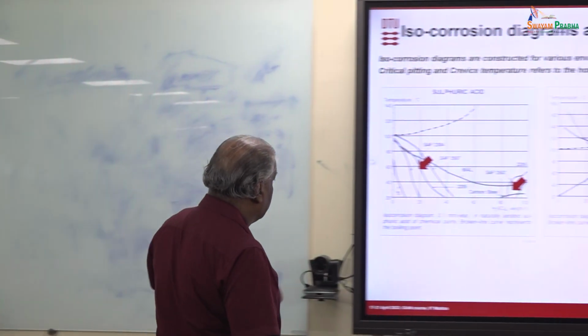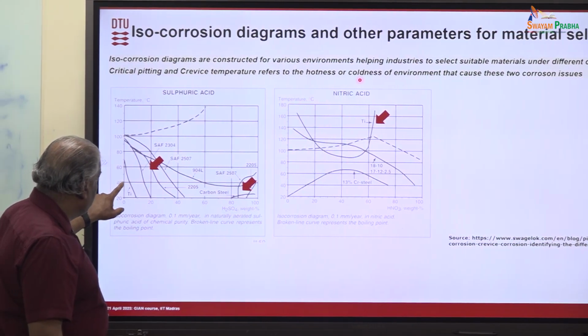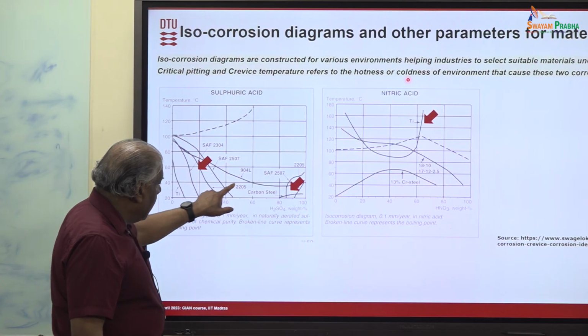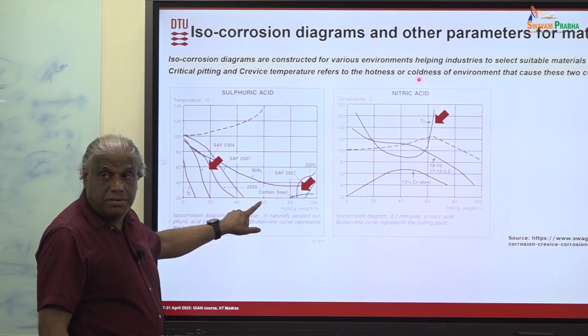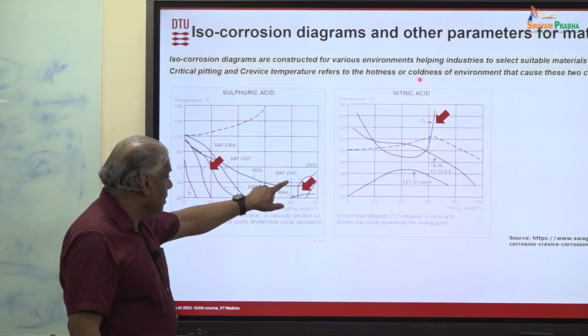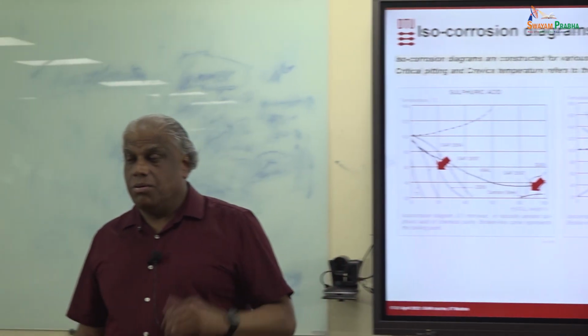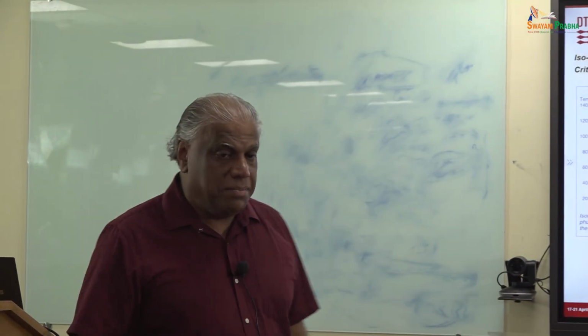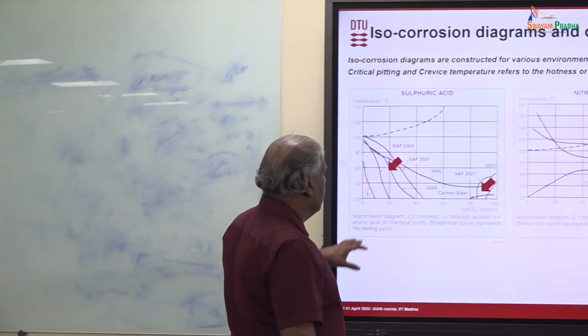So if you take this 90L here, what it means is that if I take 40 degrees centigrade, I can use this material up to a maximum of 60% H2SO4. If I go to 80% H2SO4, I am above this line, and I should expect a higher corrosion rate. So all those lines correspond to 0.1 millimeter per year, and such diagrams are very useful for these industries.